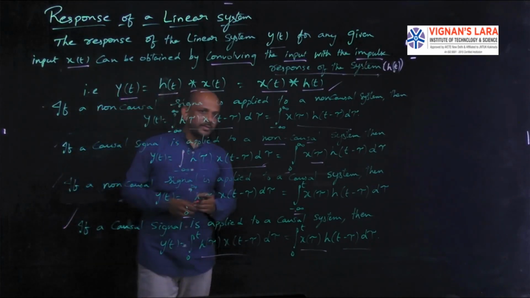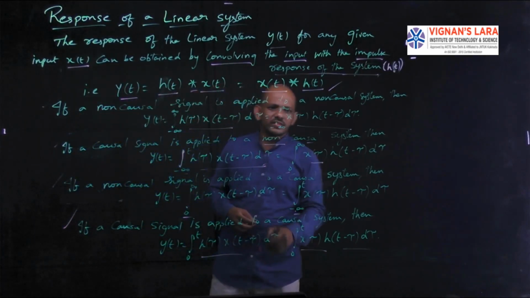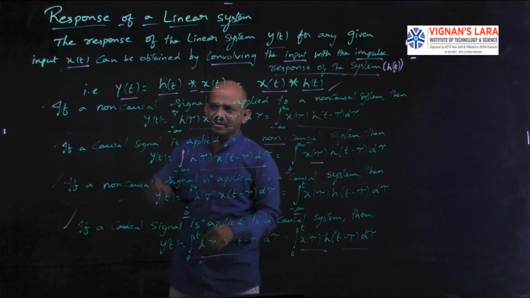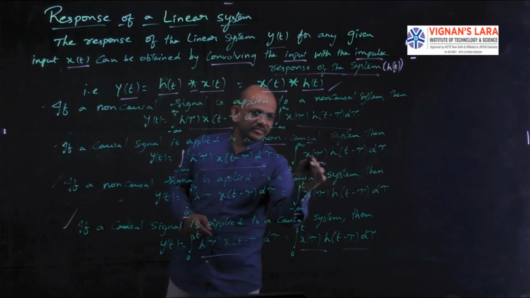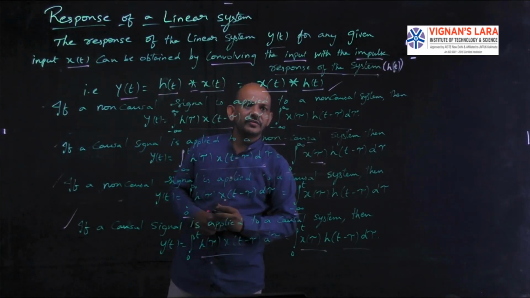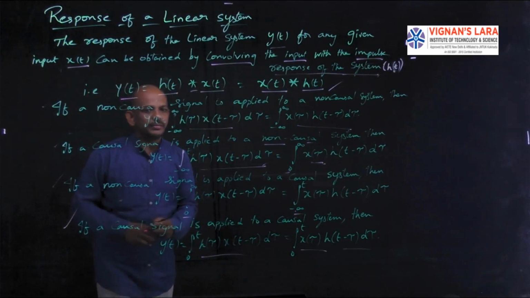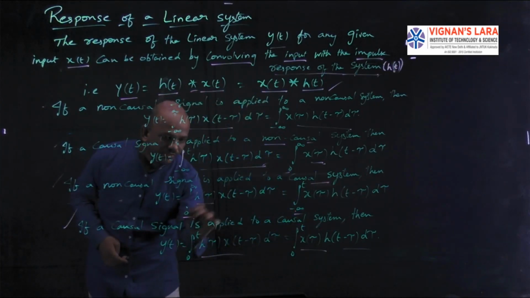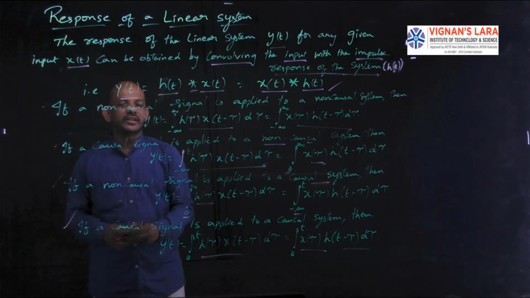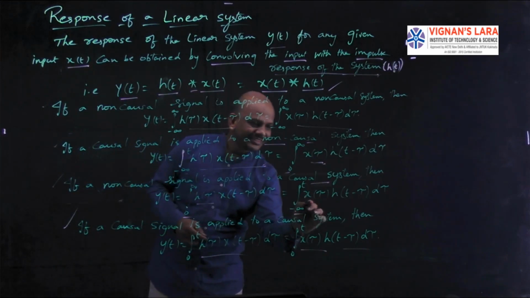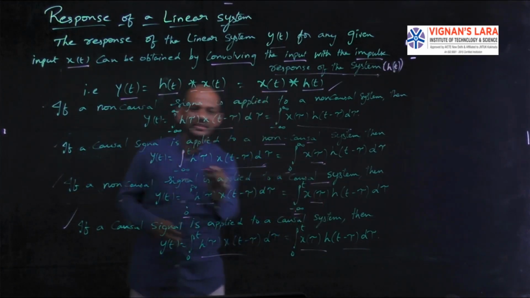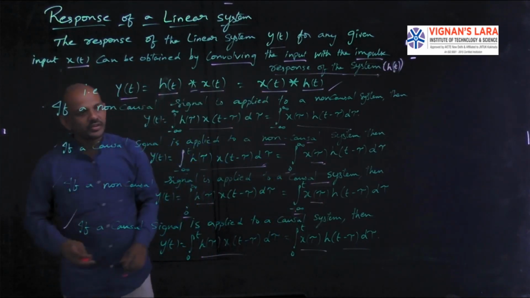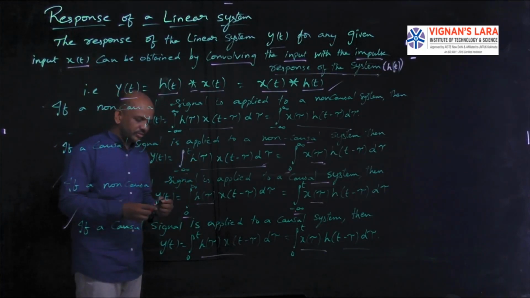So I have given a procedure on how to remember. Simple. Whenever they say it is a causal signal, at x of tau we have to write 0 to infinity, and non-causal means minus infinity to t. In the same way, for a causal system, at h of tau we have to write 0 to infinity, and for a non-causal one, at the signal we have to write minus infinity to t. In this way you can easily remember these two, and the first and last one are easy to remember.